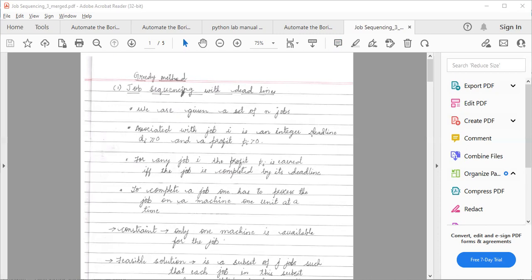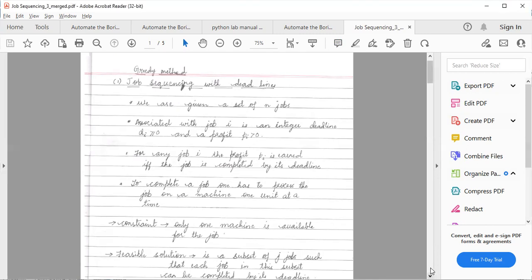As the name indicates, job sequencing with deadlines. We are here to sequence the jobs in such a way that they are accomplished within their deadlines. And let us say that each and every job has a particular deadline. Got the point? And here, as the screen says, we are given a set of n jobs, and associated with job i is an integer deadline di which is greater than or equal to 0. Never will a job have a value less than 0. Always the deadlines of the job.